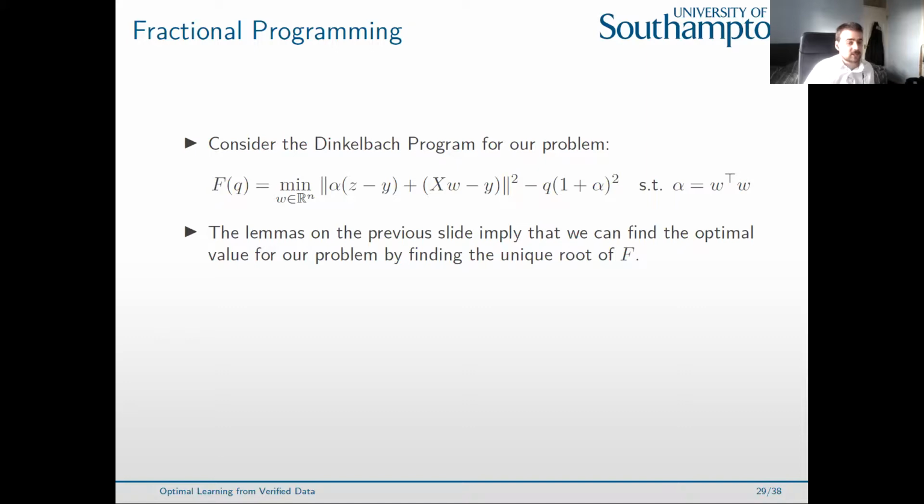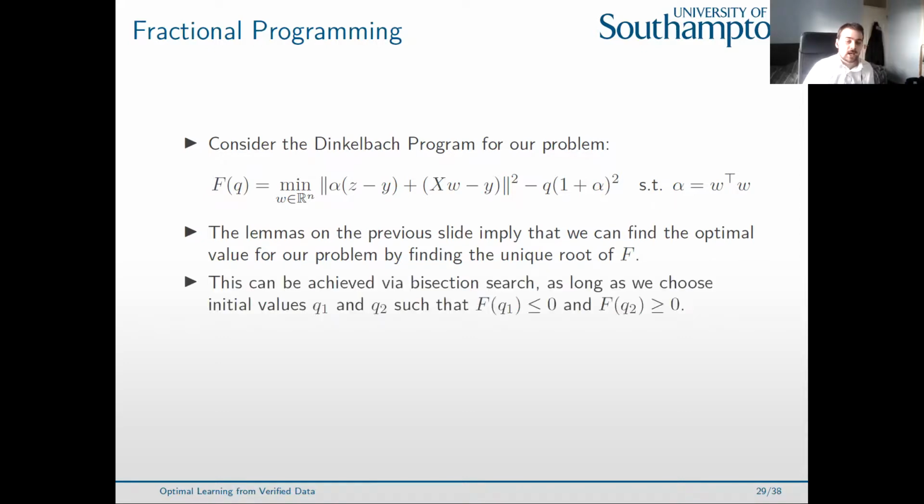And of course, as I just stated, the lemmas on the previous slide imply that if we can find a root of this, we can find the optimal value for our original problem, which is the Stackelberg prediction game we're interested in solving. And then once we have that, we can find the optimal model, right? One simple way of doing this is bisection search. So we know that this function is also strictly monotonically increasing. So what we can do is, if we can find a q1 which is negative and a q2 which is positive, we can just do bisection search and we'll converge to the root in linear time. So it's very nice and simple.